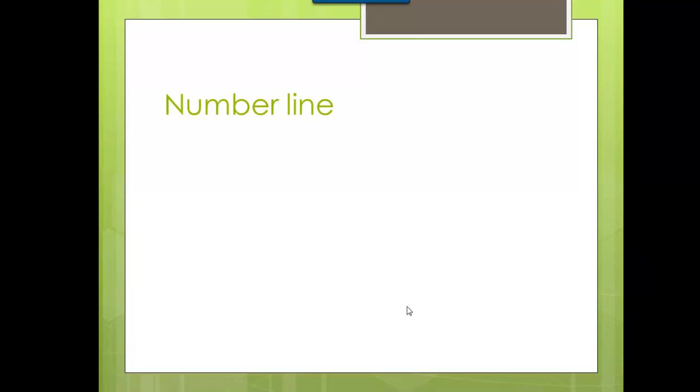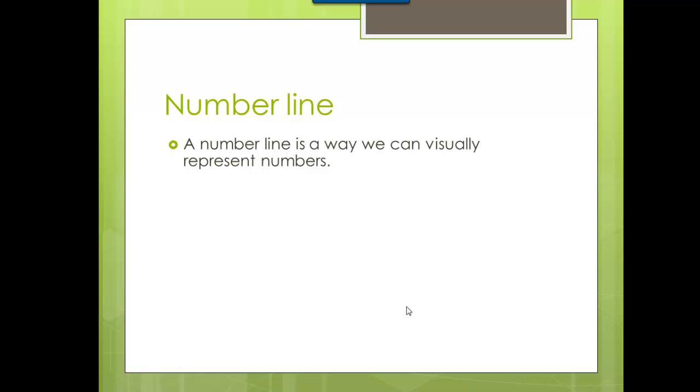Well, let's look at what is a number line. A number line is a way we can visually represent numbers, which can be very helpful when we can see it. We will only be looking at the positive numbers in this lesson. In the next lesson, we will look at negative numbers.